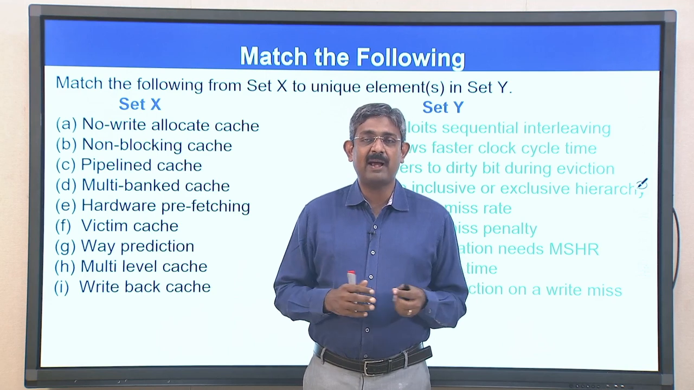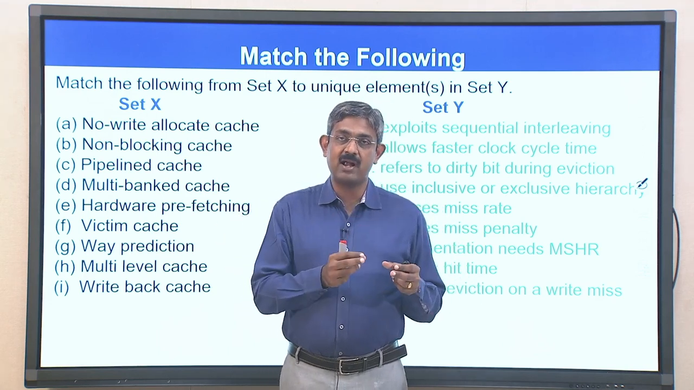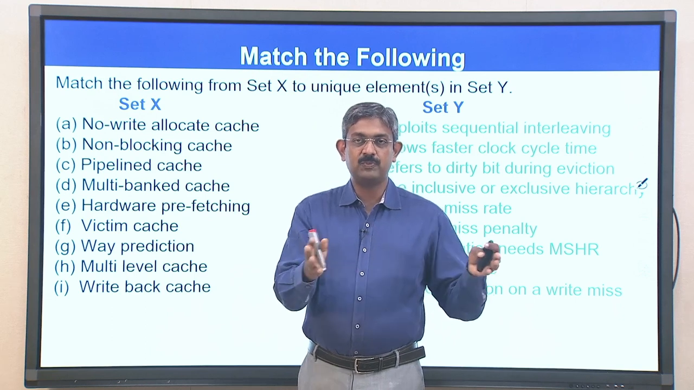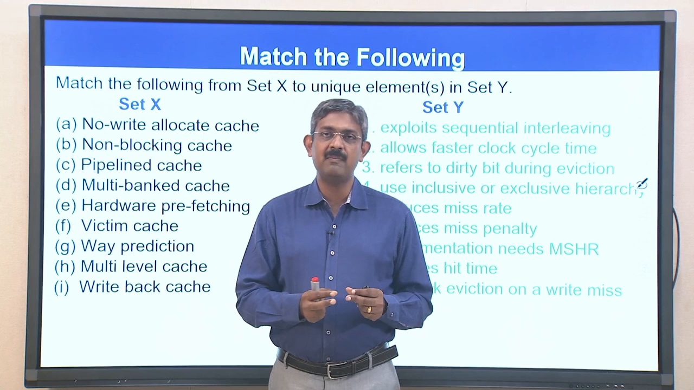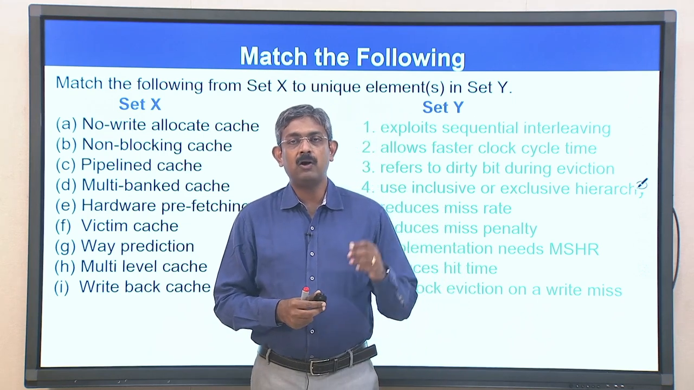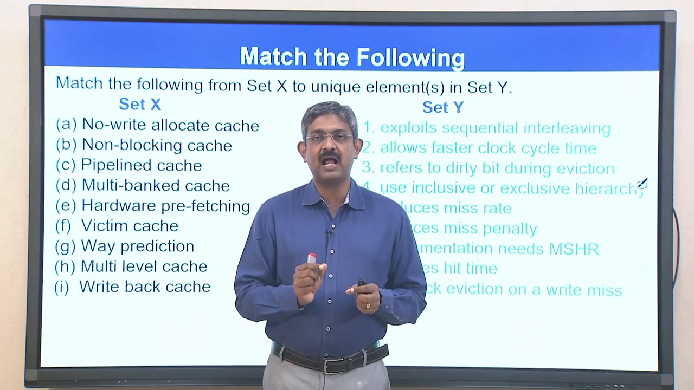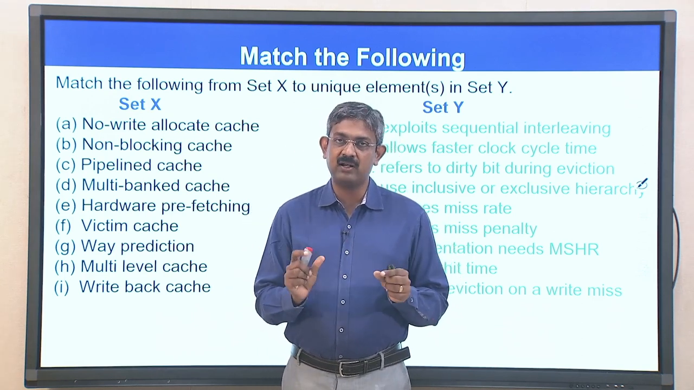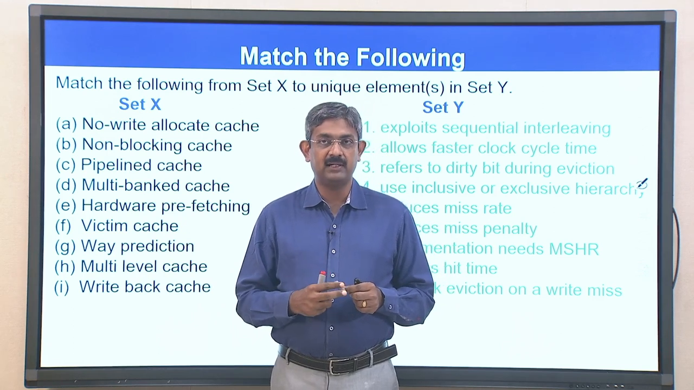The third one is called pipeline cache. The internal operations of the cache are being further subdivided into, let's say, splitting of the address, indexing into the cache, tag matching, and then extracting the corresponding word. In that case, the basic operation of the cache itself is being pipelined into smaller stages. We could operate the cache much faster by having a better clocking time for the cache.